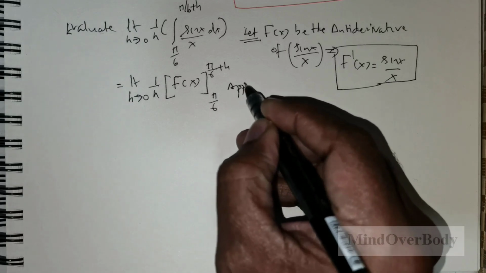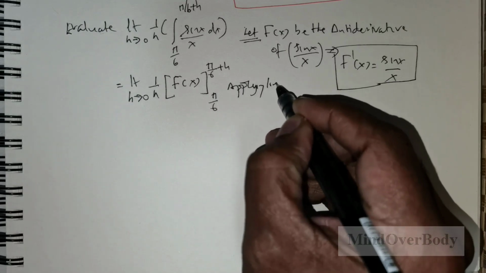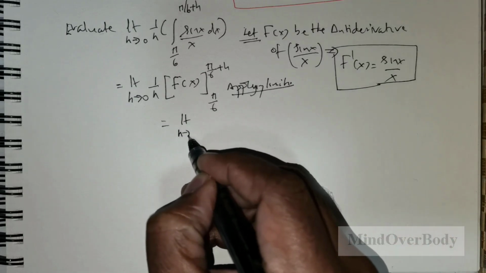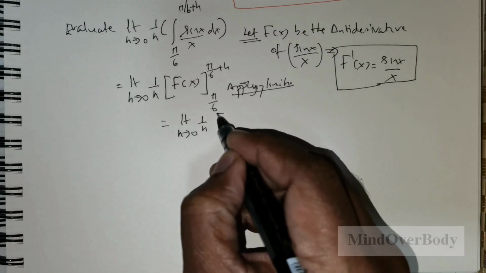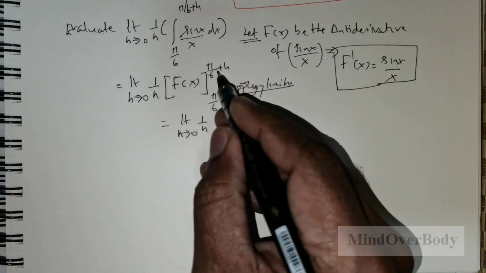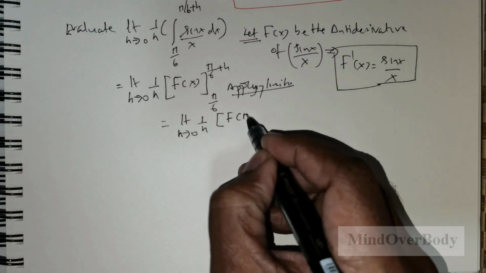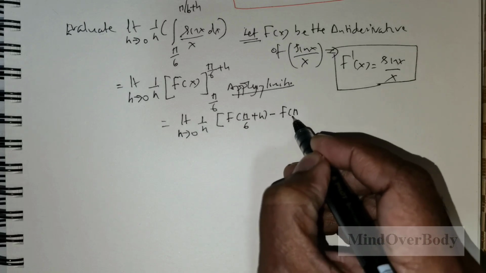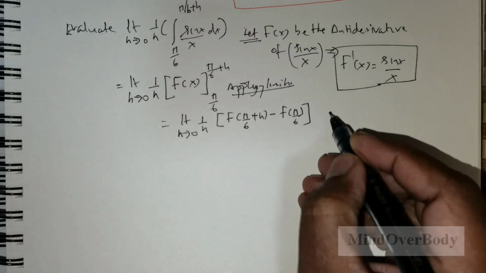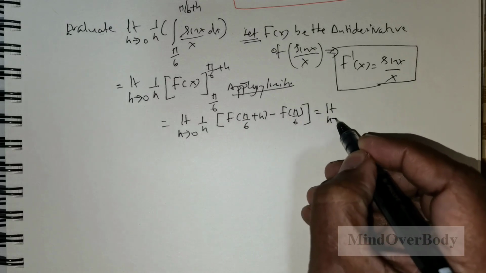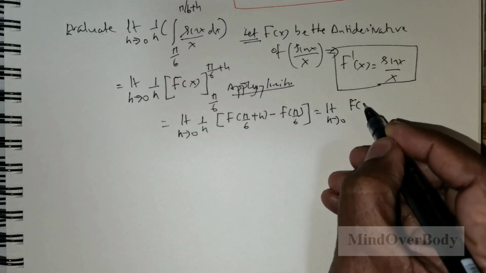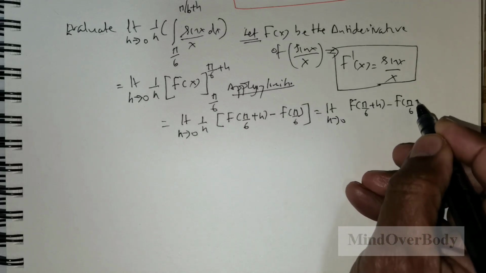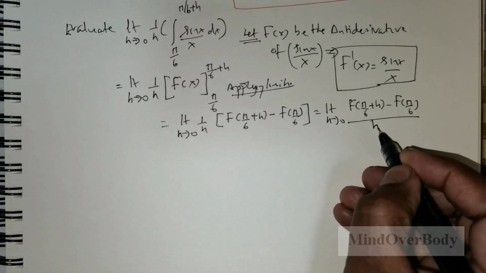Now, applying limits, this is going to be equal to the limit as h tends to 0 of 1 over h of, applying the upper limit, F of pi over 6 plus h minus F of pi over 6. So this is what you get. You can rewrite this as the limit as h tends to 0 of F of pi over 6 plus h minus F of pi over 6, divided by h.